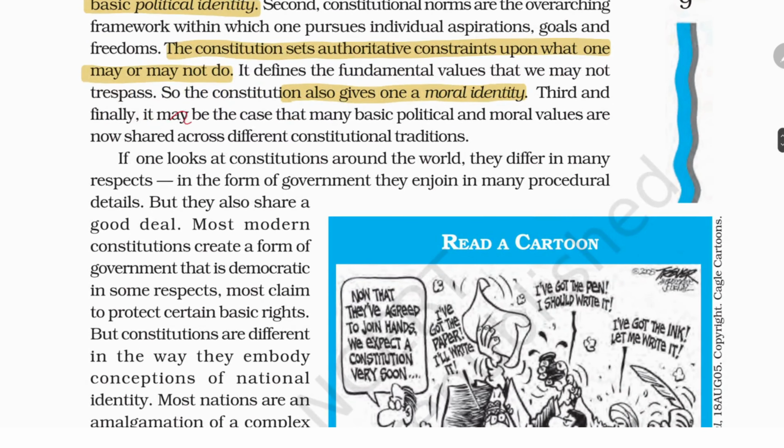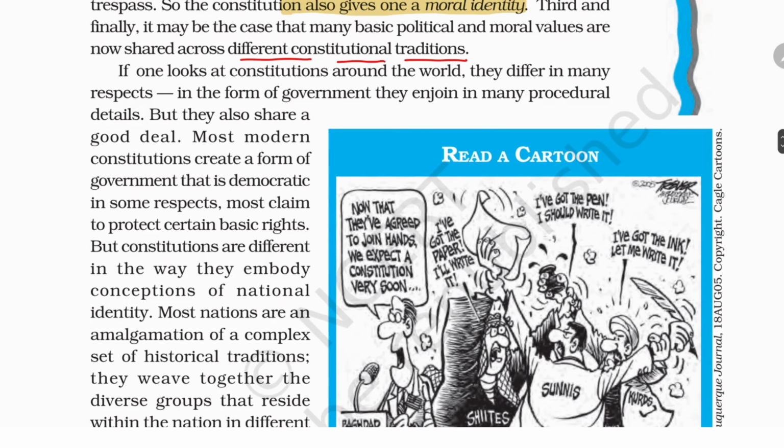Third and finally, it may be the case that many basic political and moral values are now shared across different constitutional traditions. If one looks at constitutions around the world, they differ in many respects. In the form of government, they enjoin in many procedural details, but they also share a good deal. Most modern constitutions create a form of government that is democratic in some respects. Most claim to protect certain basic rights.